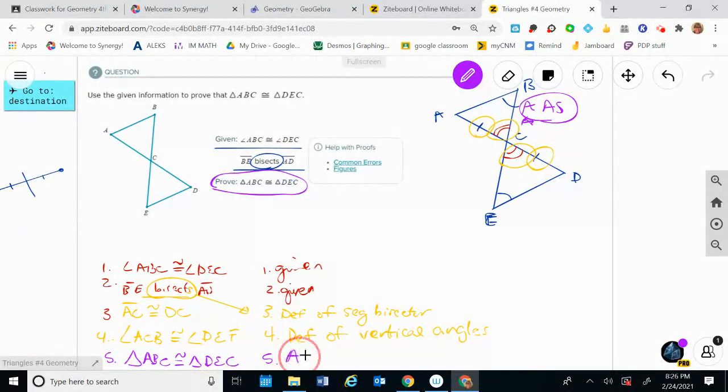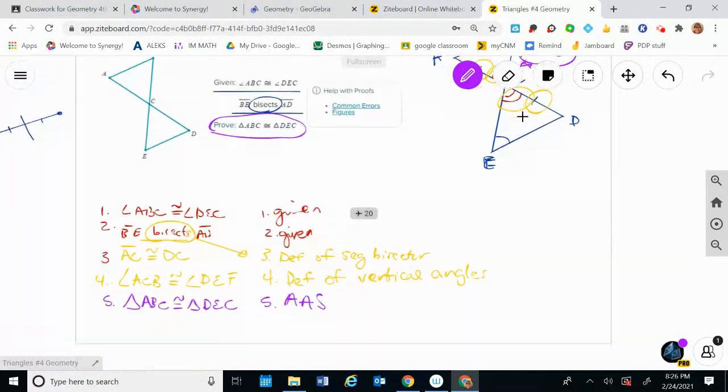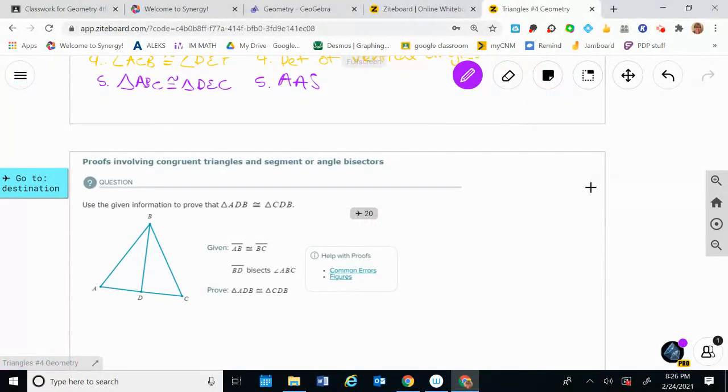Because A, S. All right? So basically, they're going to give you a little bit, and then you're going to have to figure out from the information they give you what else you can add to that to get a theorem that you recognize. Okay, so take a look at this one.